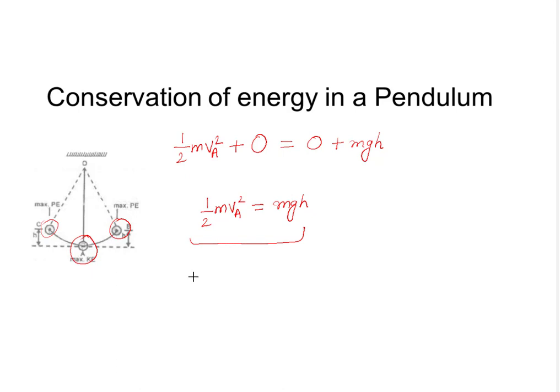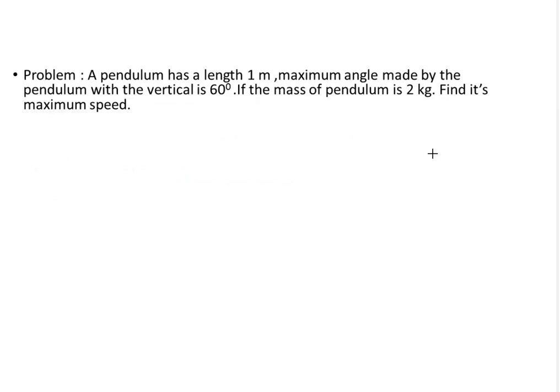This is conservation of mechanical energy for a pendulum, where the kinetic energy and potential energies interchange with each other, but the sum of the kinetic energy and potential energy remains conserved and constant. So for solving this problem, let's make a diagram first. So basically you have this pendulum which is of length 1 meter and it moves to a maximum angle of 60 degrees, correct? There is a maximum angle of 60 degrees.